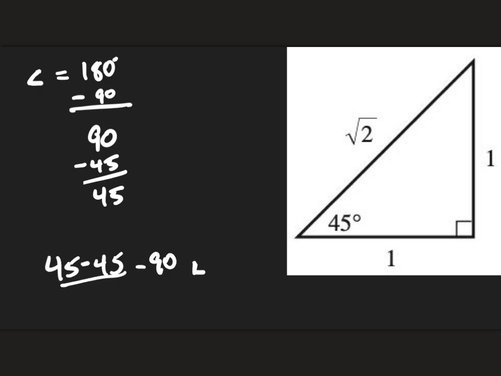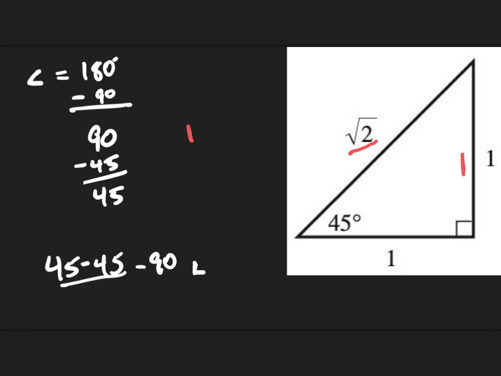So 45, 45. Now, what's special about a 45? If the angles are the same, then the lengths of the sides have to be the same. So if the adjacent length is 1, the opposite length has to be 1. And how does it work? The radius, or the hypotenuse, is equal to the root of 2.